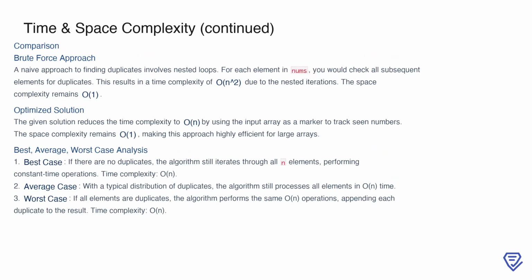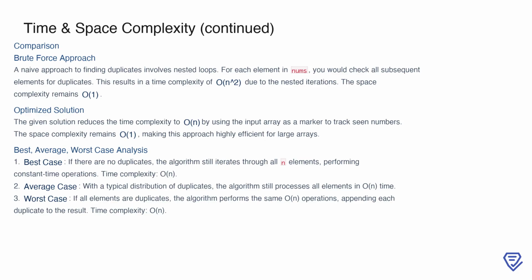When compared to a brute force approach, this optimized solution shines in efficiency. A naive method would involve nested loops where, for each element, the algorithm checks all subsequent elements for duplicates. This results in a time complexity of O(n²), which is highly inefficient for large arrays. In contrast, the optimized solution reduces the time complexity to O(n) by leveraging the input array as a marker for tracking seen numbers. The space complexity in both approaches remains O(1), but the optimized solution achieves significant time savings.